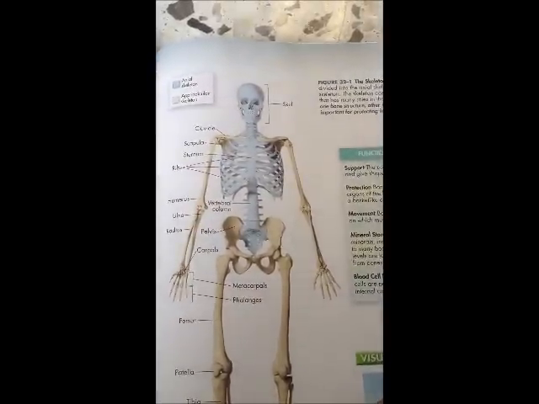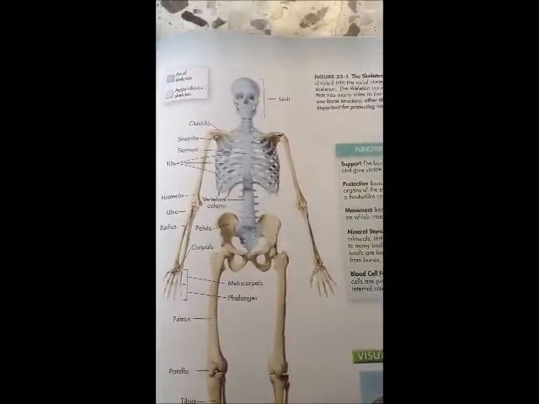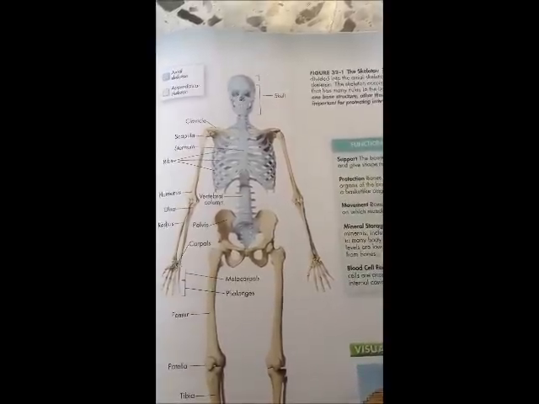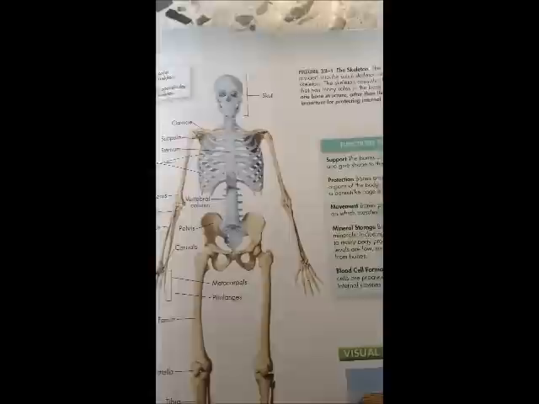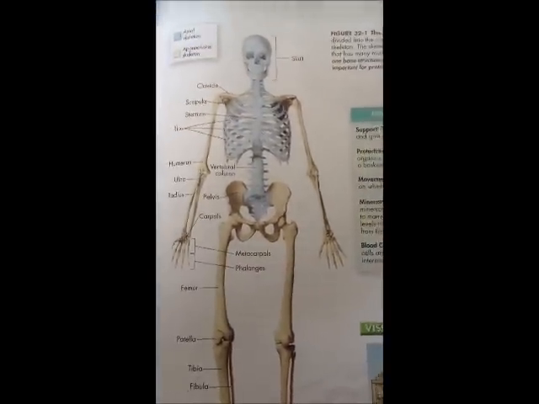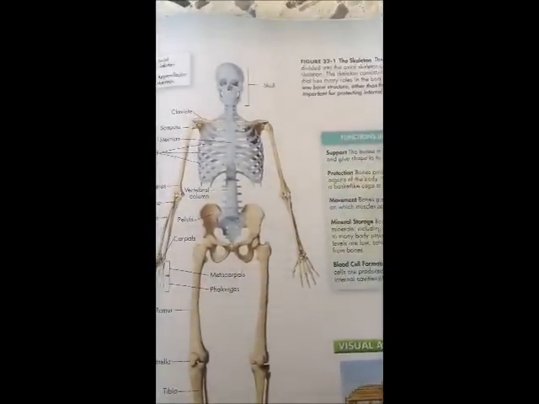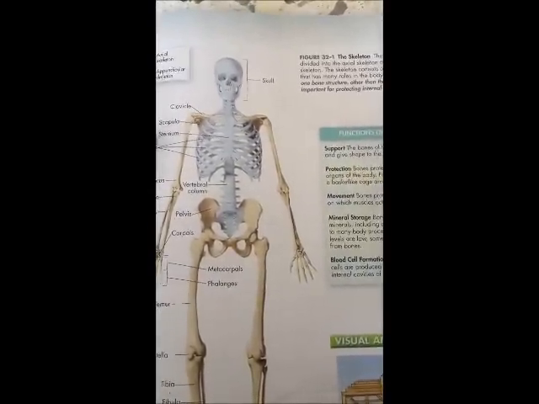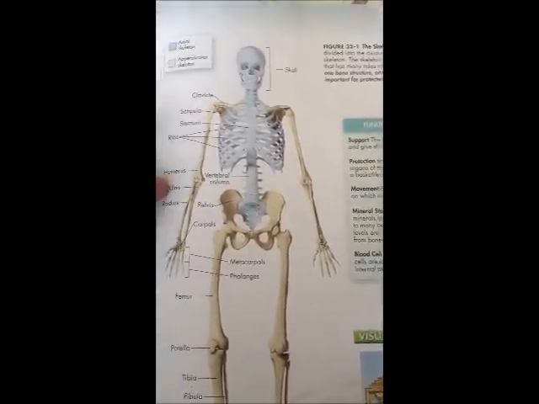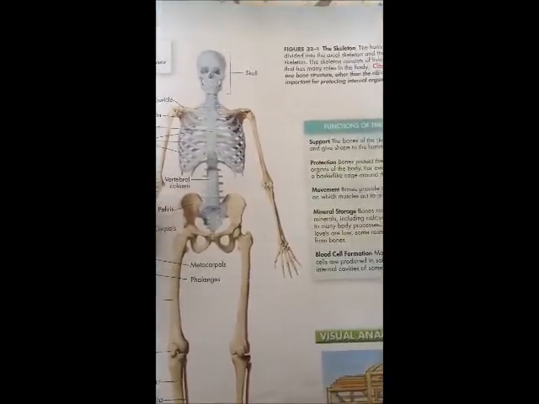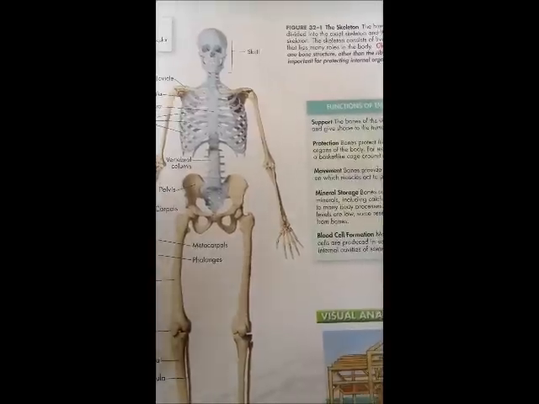Function of the skeleton system. The skeleton supports the body, protects internal organs, assists movement, stores minerals, and is a site of blood cell formation. Here you can see a picture of the skeleton system: the skull, the clavicle, scapula, sternum, ribs, humerus, ulna, radius, pelvis, carpals, femur, patella, tibia, and fibula.